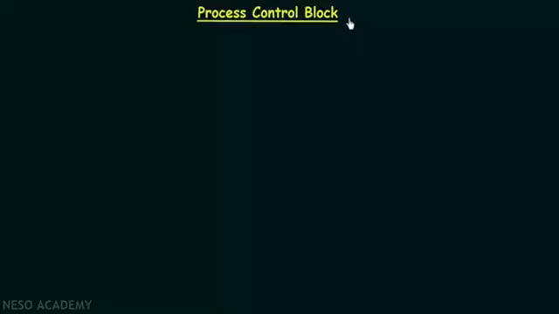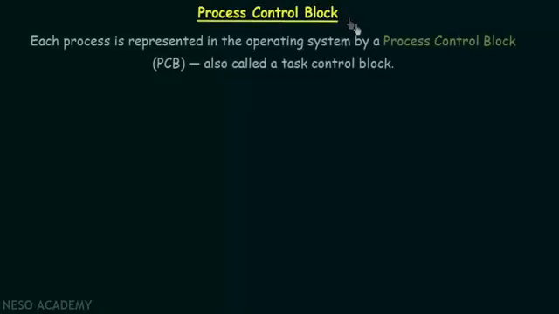In this lecture, we'll be studying about process control block. So first of all, let us see what this process control block is. Let us try to understand what the uses of this process control block are as far as a process is concerned. It says each process is represented in the operating system by a process control block, abbreviated as PCB, and it is also called a task control block. So the process control block is something that we use to represent a particular process in the operating system.